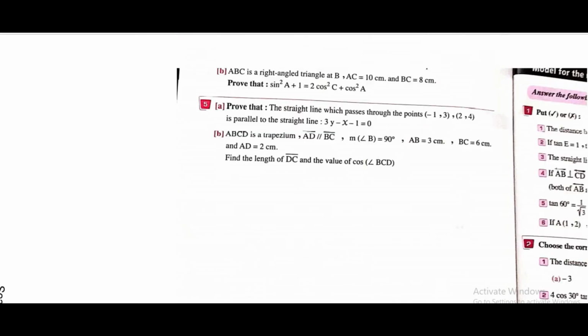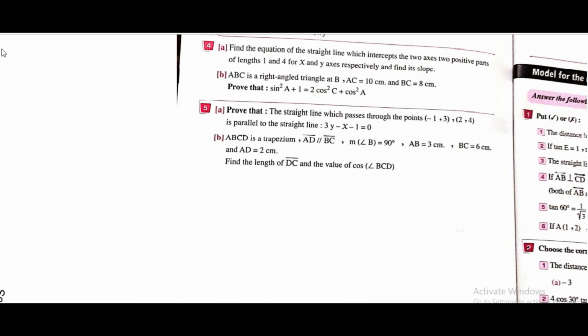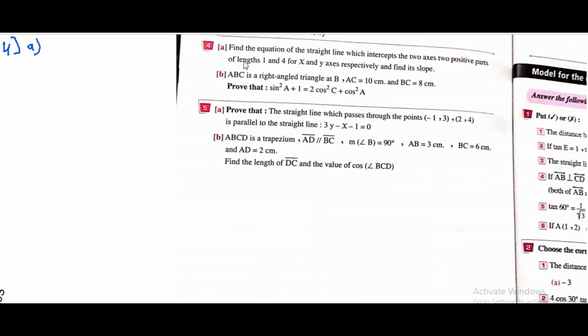For A, find the equation of the straight line which intercepts the two axes, two positive parts of lengths 1 and 4 for x and y respectively. Find its slope. So the line cuts from the x-axis one part. It means it passes through the point (1, 0), because on the x-axis y is 0, and cuts from the y-axis 4 units, so it passes through the point (0, 4).